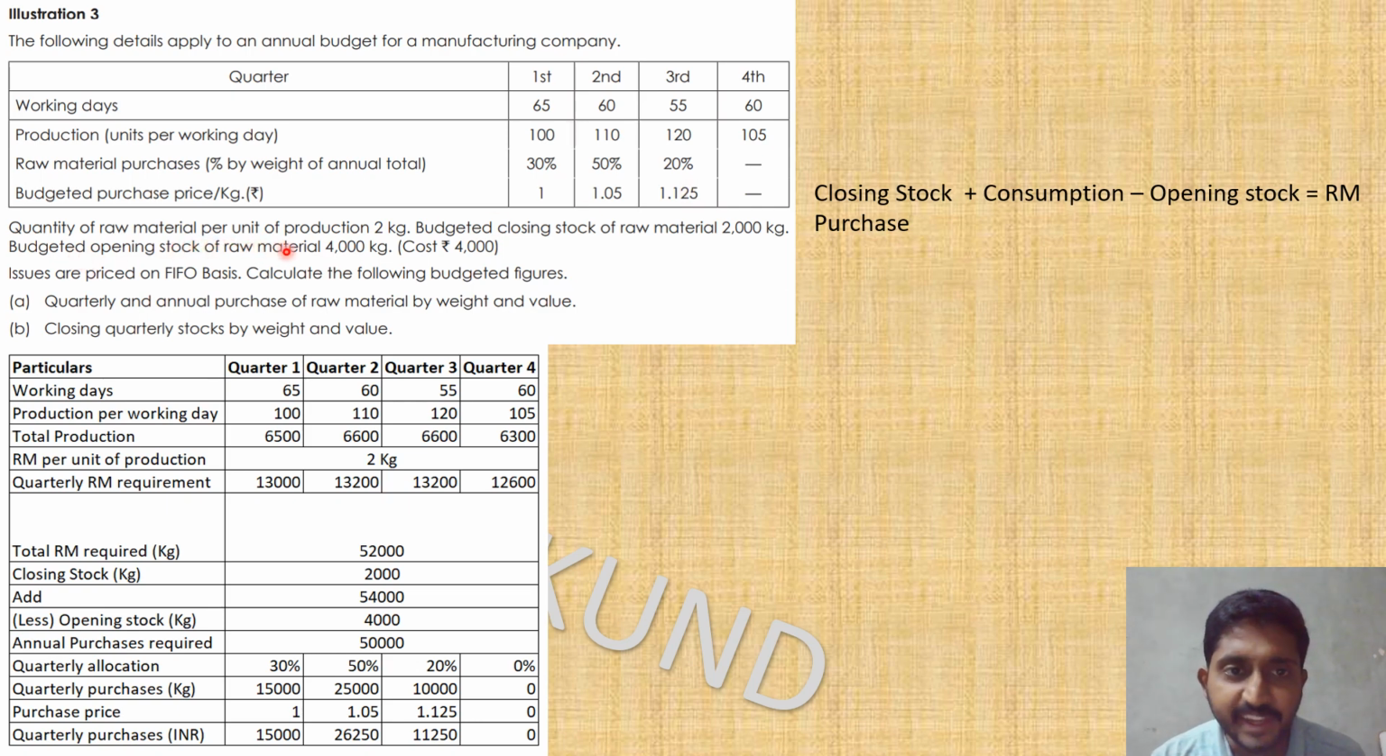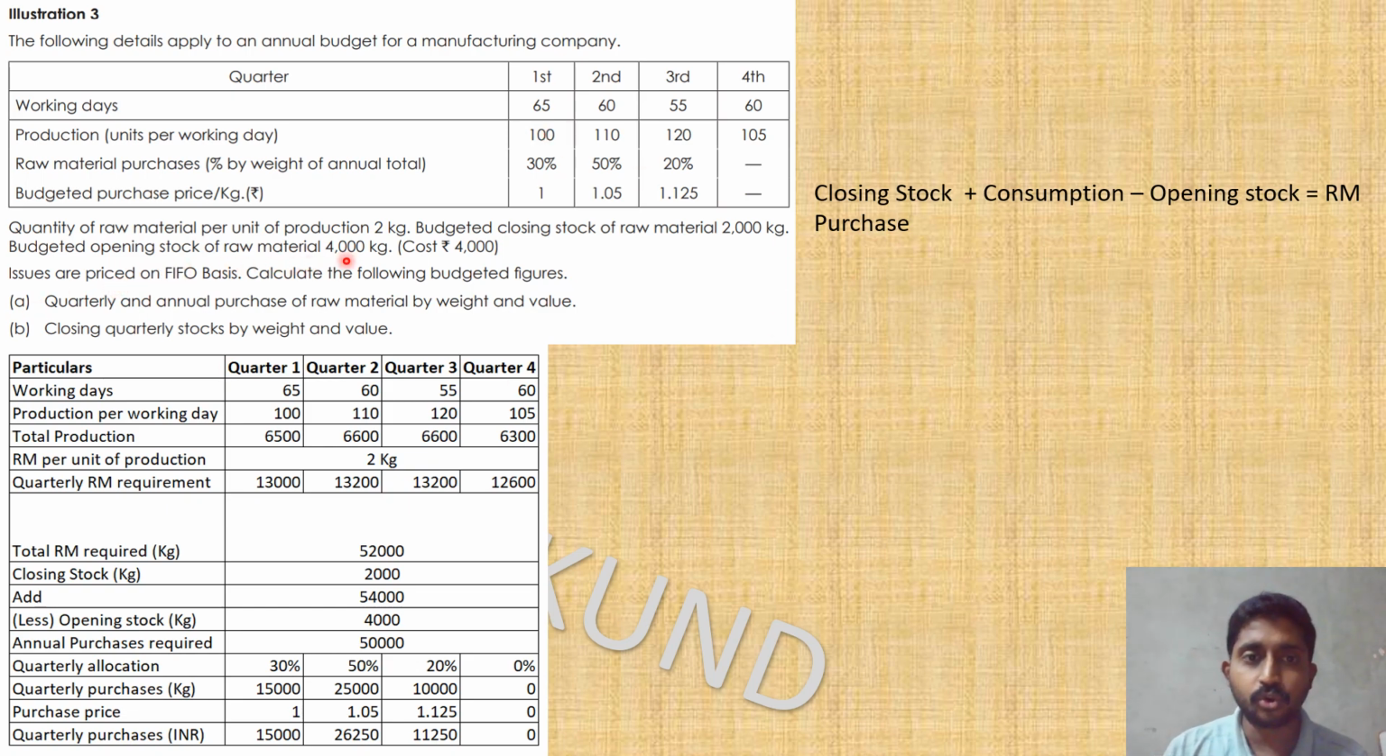Quantity of raw material per unit of production is 2 kg. So we know number of working days in a year or in a quarter, and number of units that is made in each day, we know that, and each unit of production, how much kg of raw material is required, 2 kg for every unit, that also we know. Budgeted closing stock for the raw material is 2000 kg. So it is a common raw material going to all, and raw material closing stock is given. The raw material closing stock is 2000 kg.